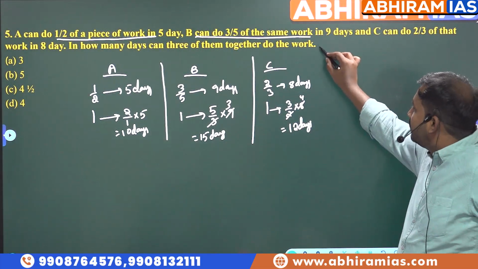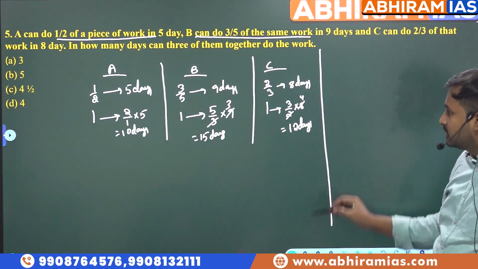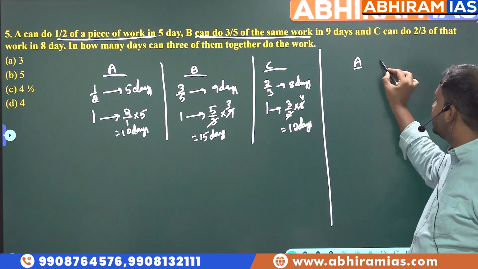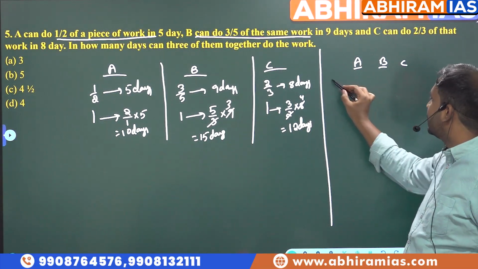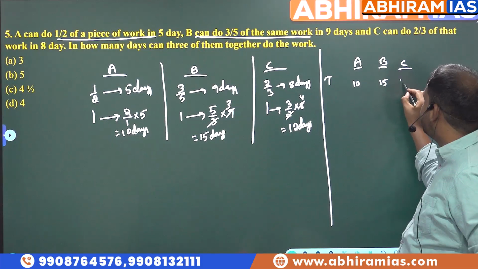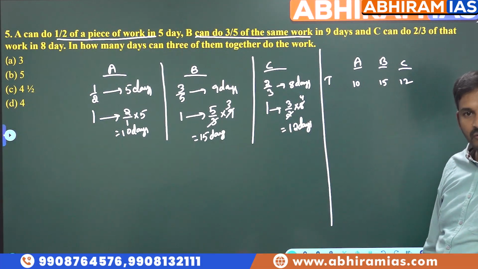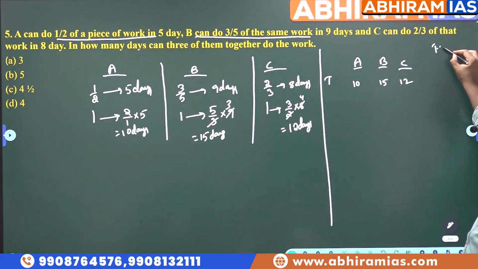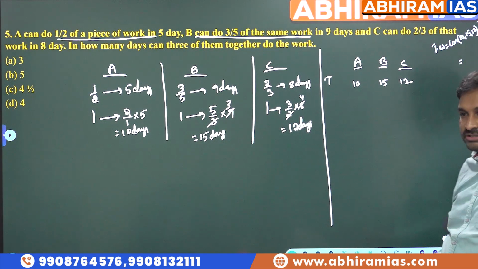Now all the people are working together, right? So in how many days will my work be finished? A, B and C. What are the times taken by them? 10, 15 and 12 days respectively. Now the total work will become what? LCM of 10, 15 and 12. What is the LCM of 10, 15 and 12, students?